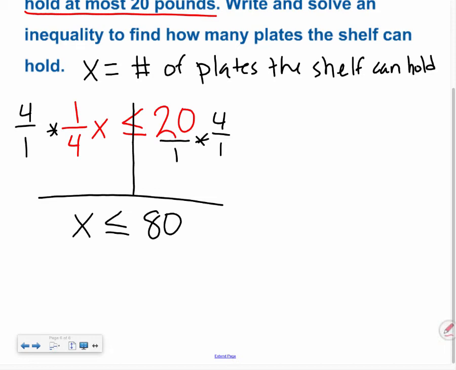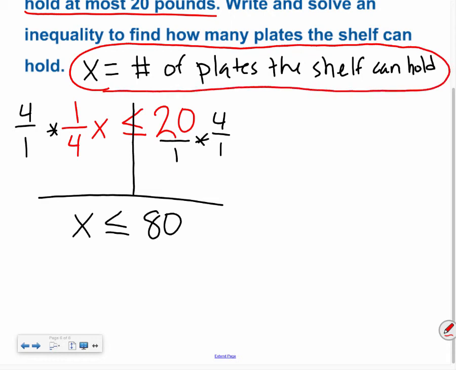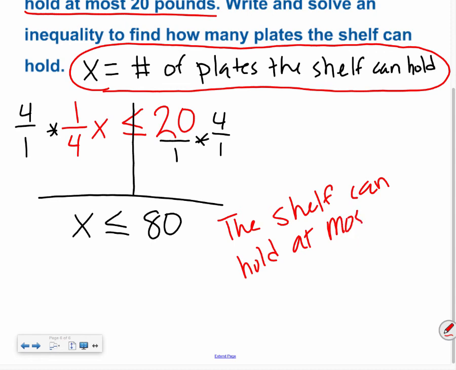So let's go back. What did we say x was? We know the number of plates the shelf can hold has to be fewer than 80, or it can be equal to 80. So we know that the shelf can hold at most 80 plates.